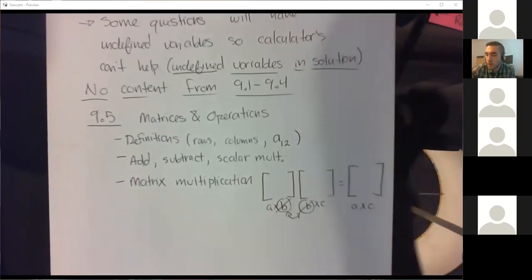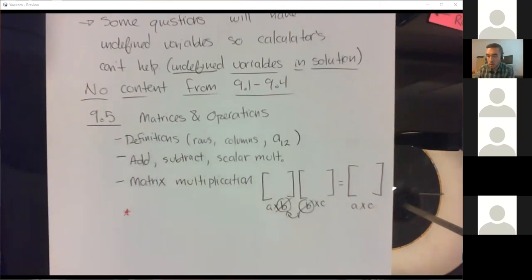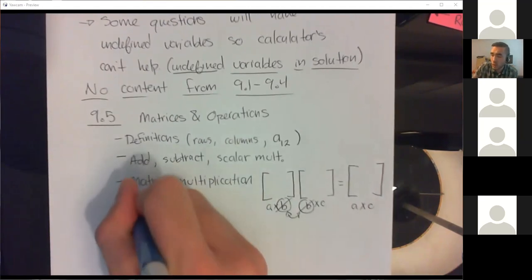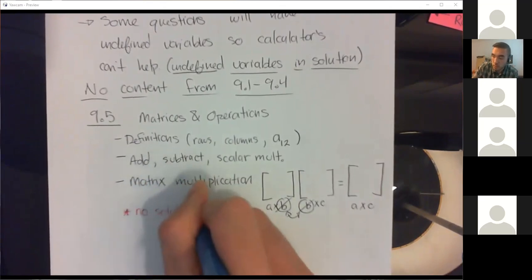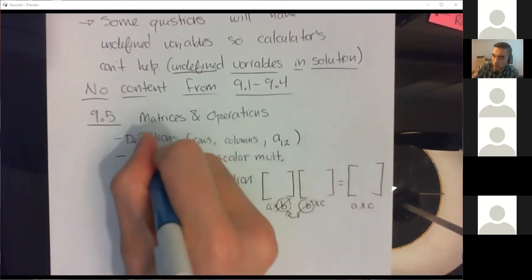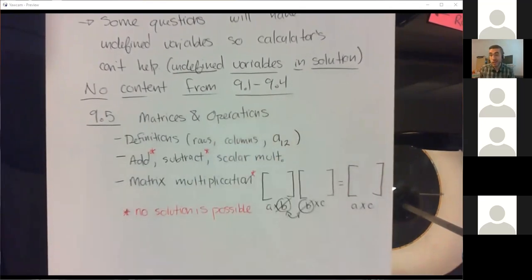I want to go ahead and give everybody the red flag that I'm going to ask more questions of this type than are possible. And that is going to be true of addition and subtraction. Not all of the ones that I ask will be possible. And when it comes to matrix multiplication, not all of the ones that I ask will be possible because I need you to know how to check for this property. And so there will be no solutions mixed in. It is possible to get no solution for addition, subtraction, and matrix multiplication, though technically scalar multiplication is always doable. That's fine.